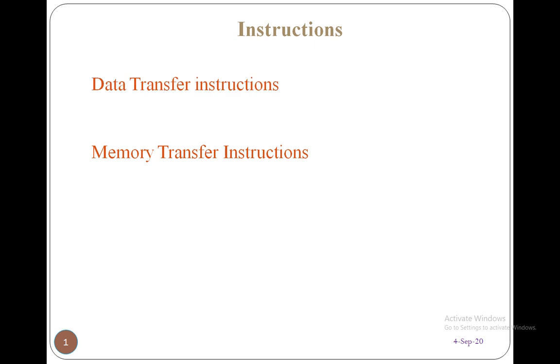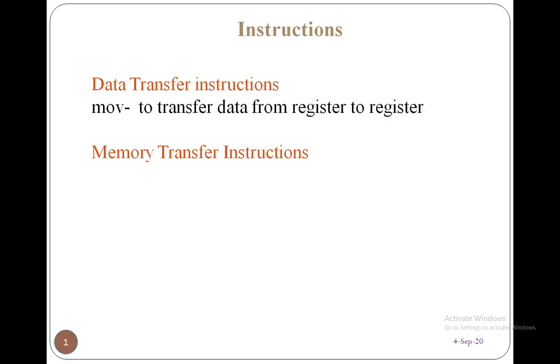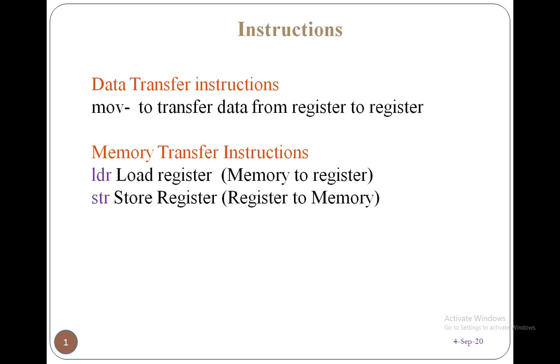For data transfer, we use the instruction MOV. To transfer the data from one register to another register, we use MOV, or else we can use the MOV statement to transfer data directly into the register. And the memory transfer instructions are like LDR, which means load register, to move the data from memory to register. And also STR, store register, to store the data from register to the memory.